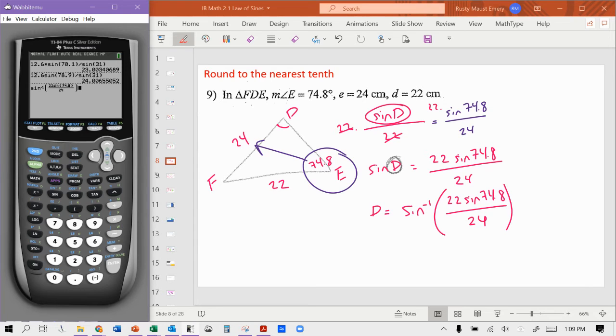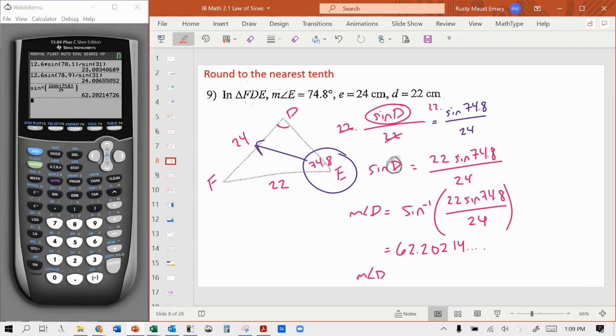You can double check your work, make sure you typed it in correctly, hit enter, and we get 62.20214, and so on. This is an angle, right? So we're finding the measure of angle D. So angle D, again, to one decimal place, the nearest tenth, is 62.2.